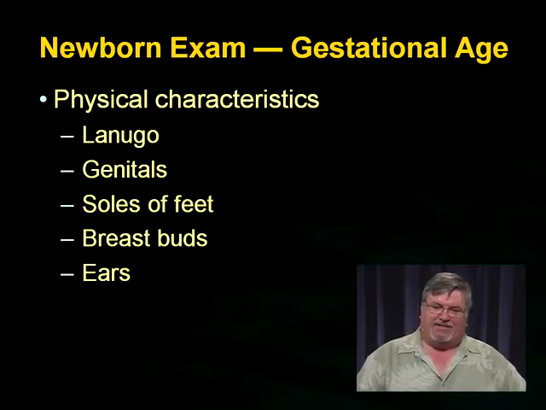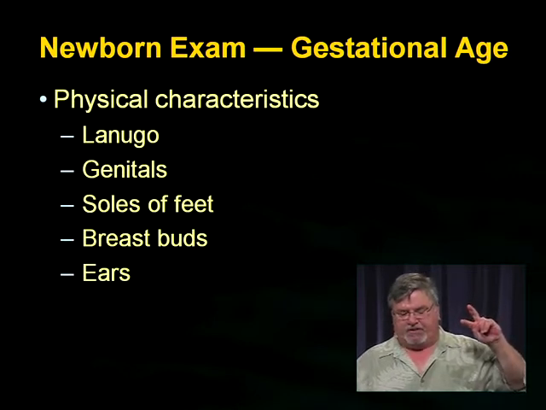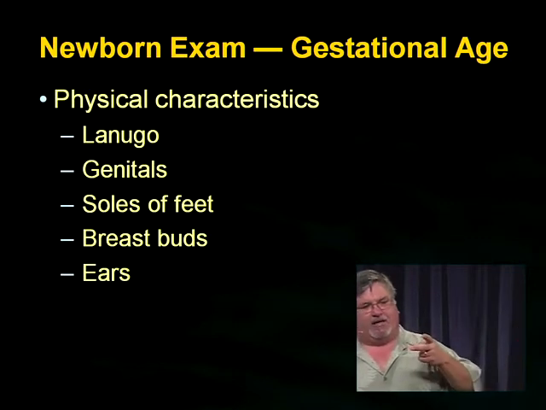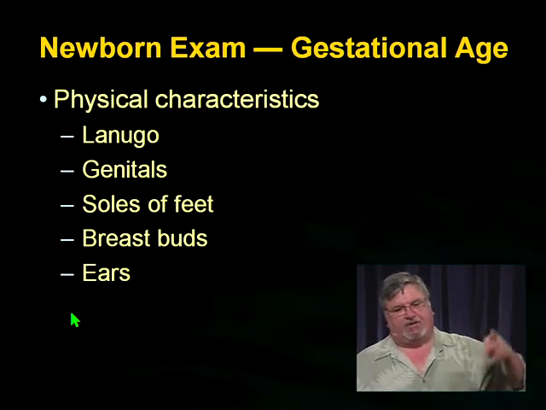My advice to you guys would be to pick two of those physical characteristics that you like and memorize those, because they all track together. And when they give you the question about establishing gestational age, they'll give you physical characteristics in all of those systems. So if you know two, you know five, okay?